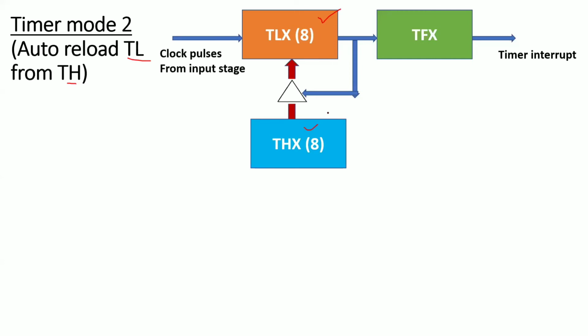Now, what will happen is, suppose I want to launch a missile every 1 minute. For every 1 minute, I want to launch a missile.